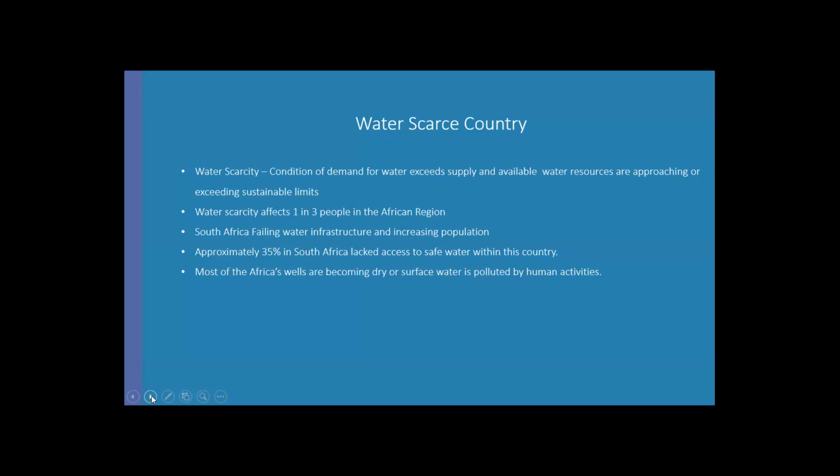Africa is considered a water scarce country. Water scarcity is when the demand for water exceeds supply and available water resources are approaching or exceeding sustainable limits. This country has both a failing infrastructure and increasing population. This led to overcrowding of communal taps, dangerous boreholing, and unsafe acceptance of contaminated groundwater sources.